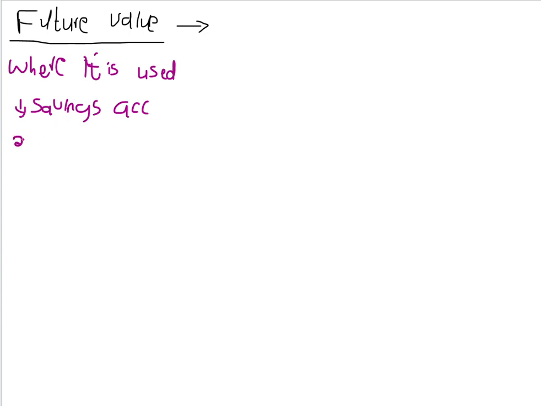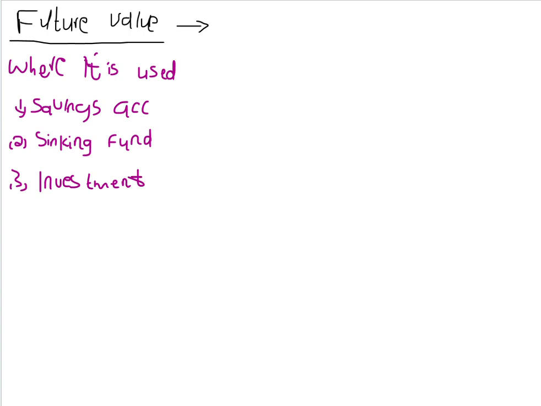Number two will be something called a sinking fund. So this is called a sinking fund. We use future value on savings account, on sinking fund, as well as investments. These are places where you are going to use the future value.